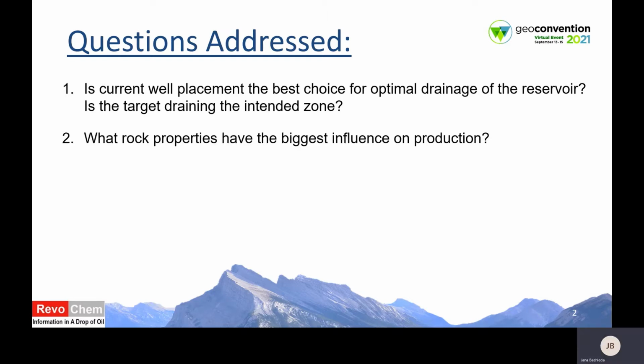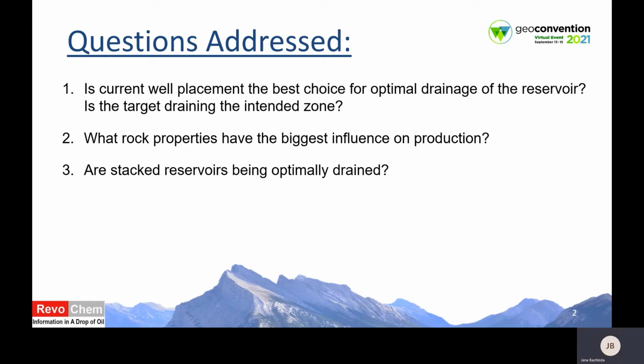We also want to know what rock properties have the biggest influence on production. By extracting oil from rock samples, we're able to understand the permeability and oil saturation of those samples, but I'll explain more of that when we get into case study number 1.